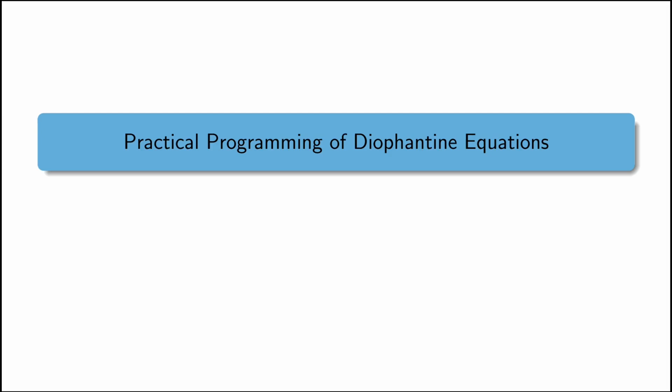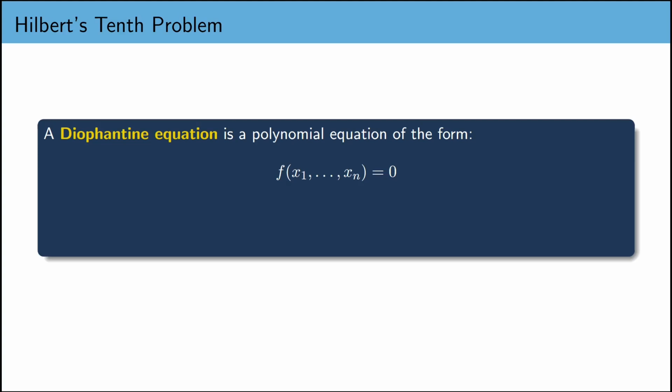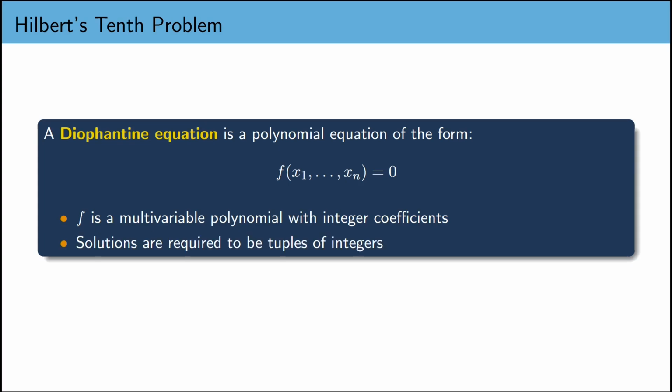Hello! In this video, I'd like to talk about my other favorite esoteric programming language, Diophantine Equations. A Diophantine equation is a polynomial equation where we're asking if some polynomial is equal to 0. In particular, we're looking at multivariable polynomials and focusing on when the solutions are exclusively integers.